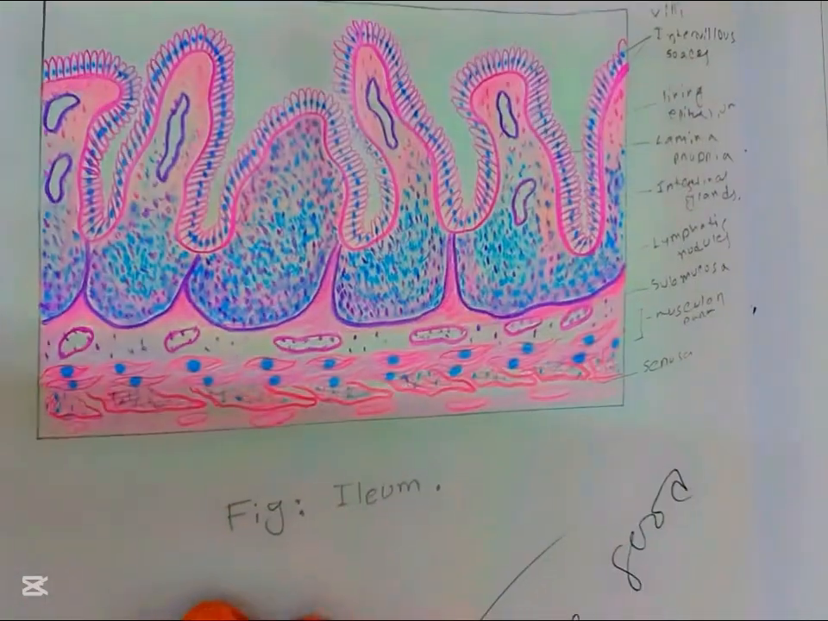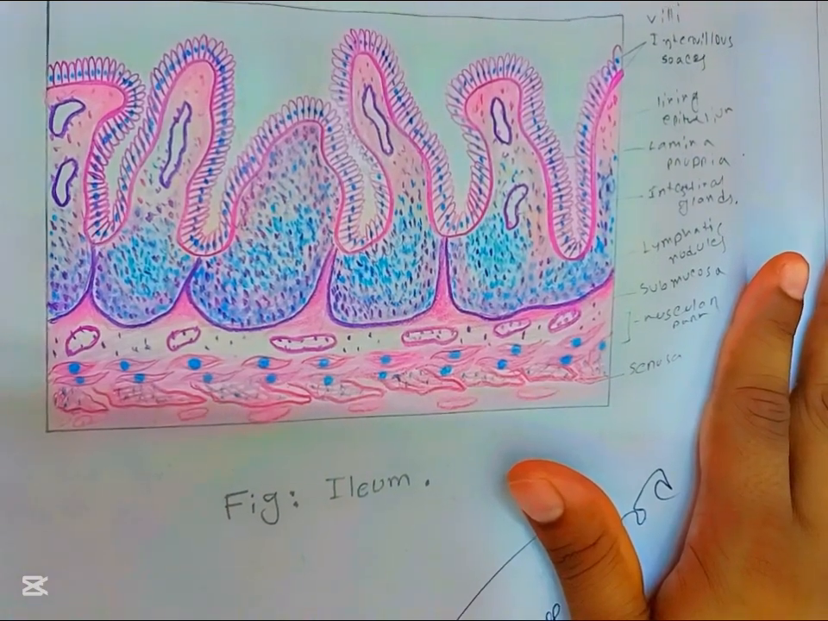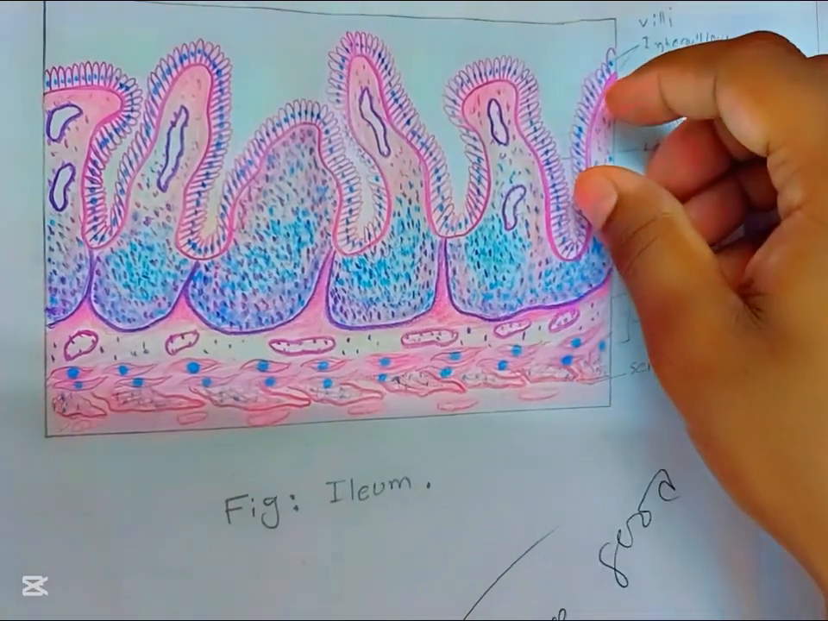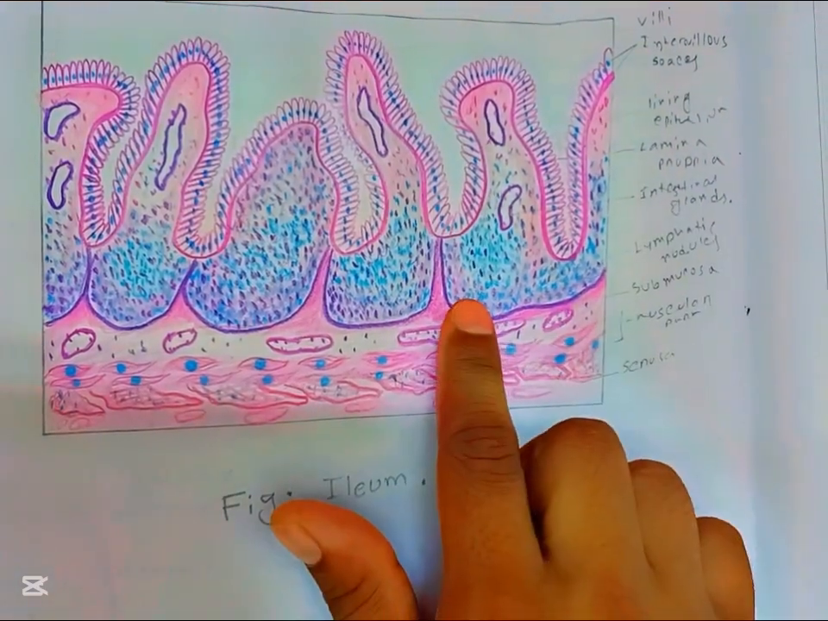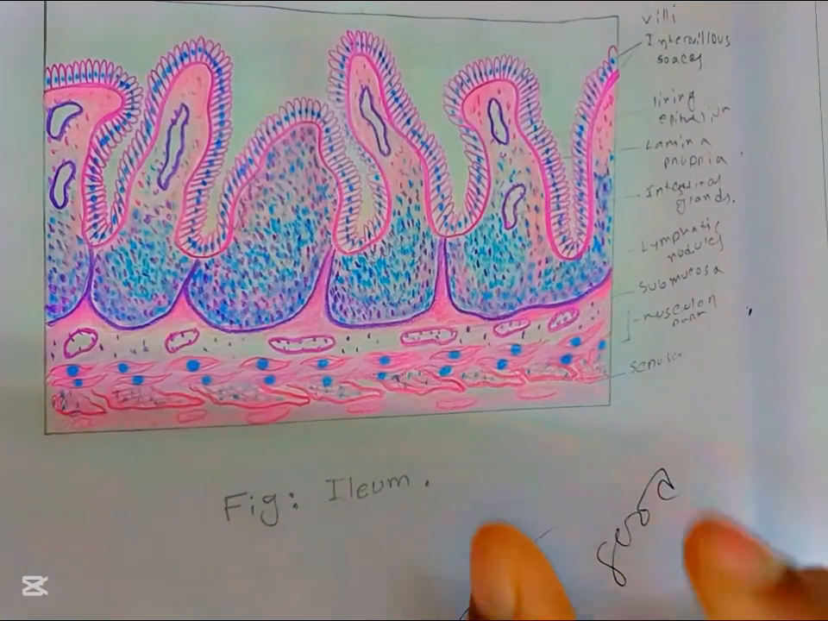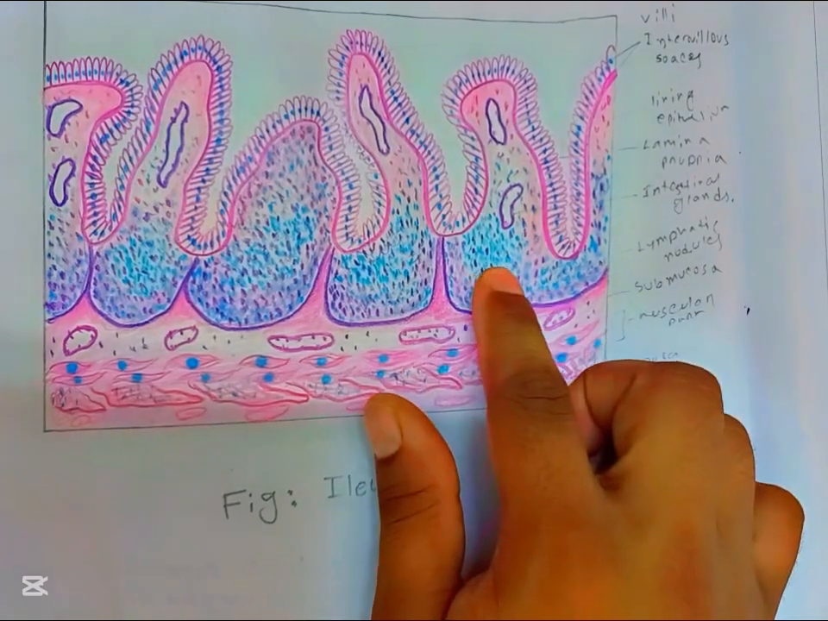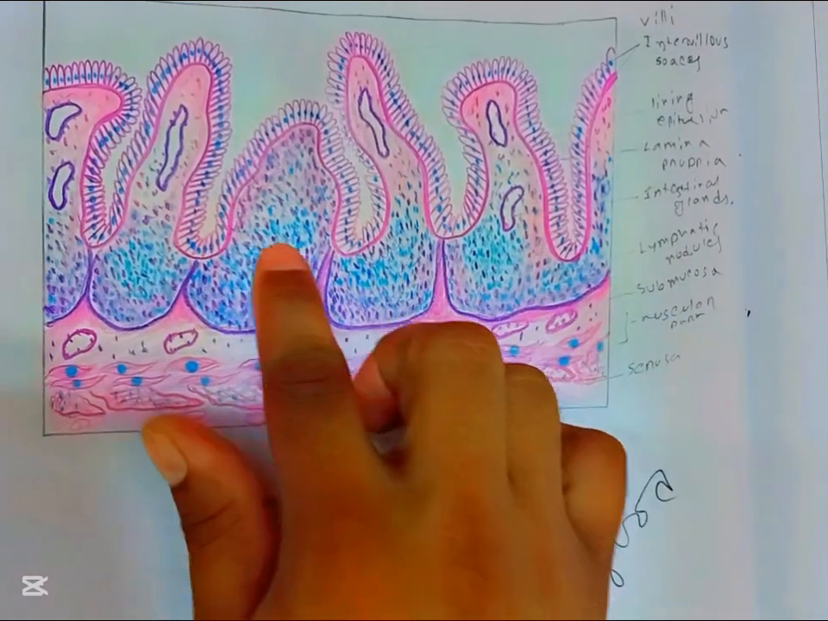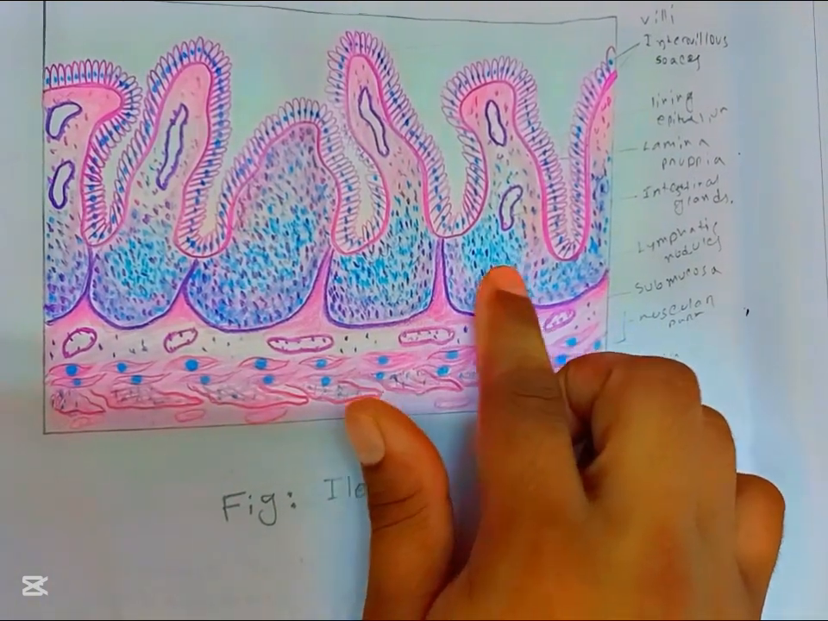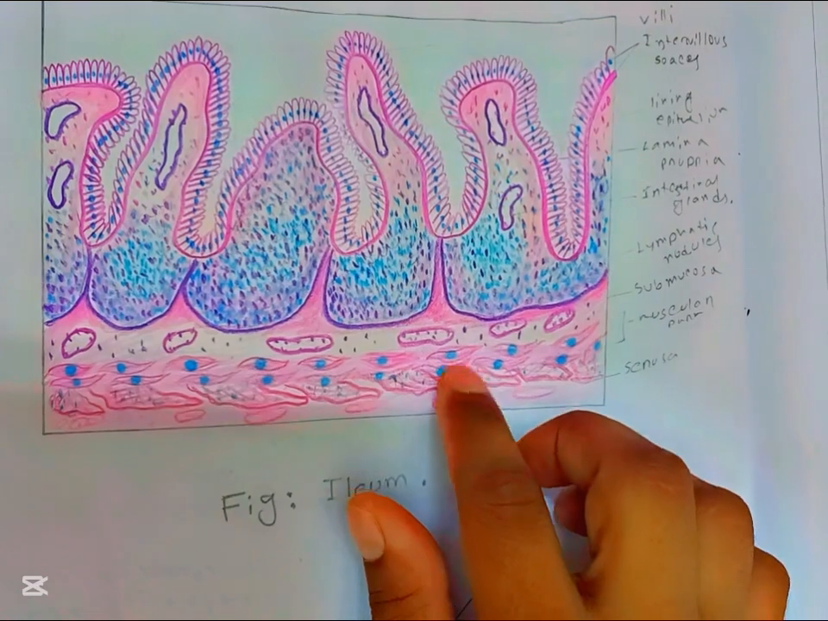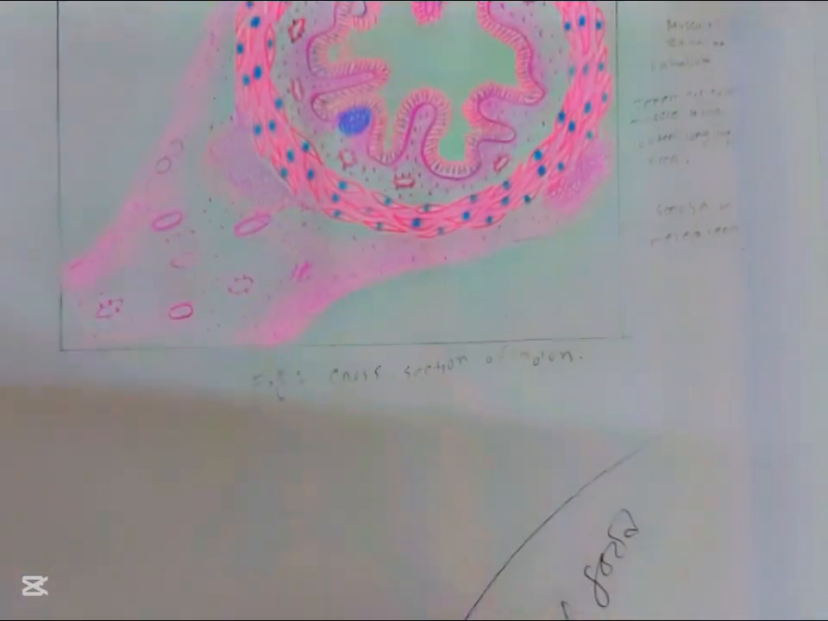Then next, the histological figure of ileum. This is the histological figure of ileum. Again, it has 4 layers: mucosa, submucosa, muscularis externa, and serosa. You can easily find it in the microscope by seeing the lymphatic nodules in the ileum. It has numerous lymphatic nodules which lie in the lamina propria, and the muscle pattern is again inner circular and outer longitudinal, and the villi are finger-like in shape.